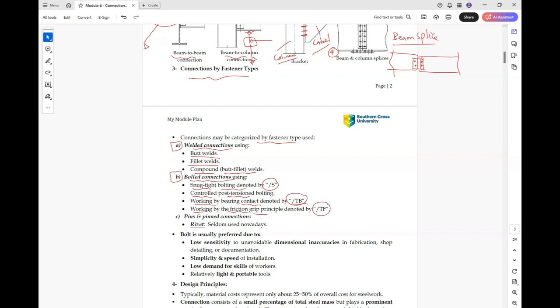The third type is pin connection, which uses rivets, seldom used or an old-fashioned connection. So this is not very common now. So we have to choose between welded and bolted connection.